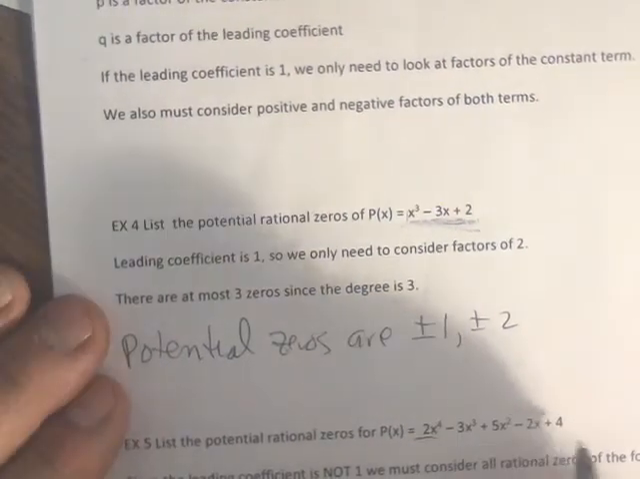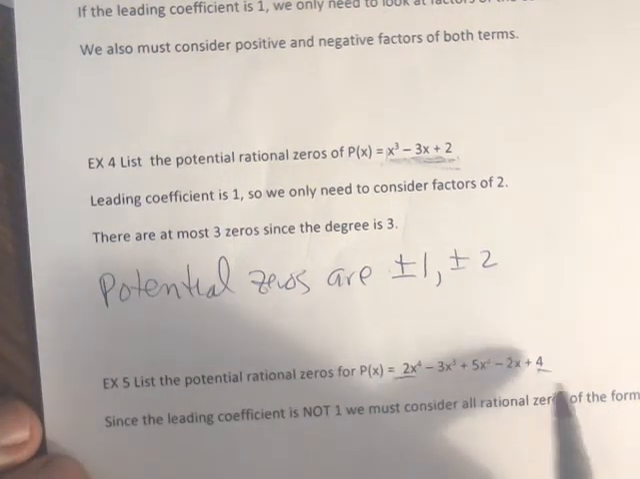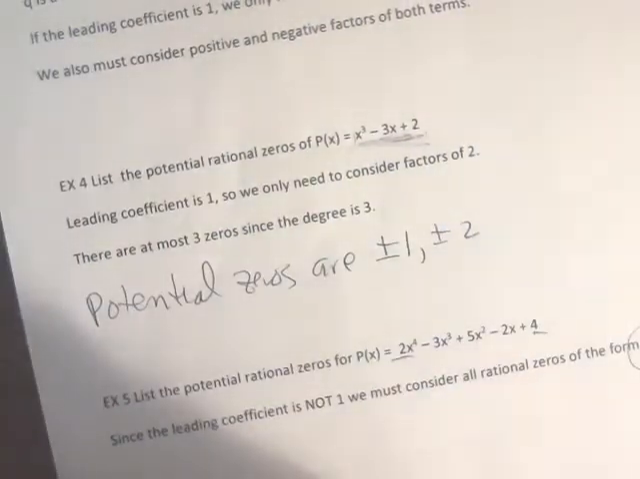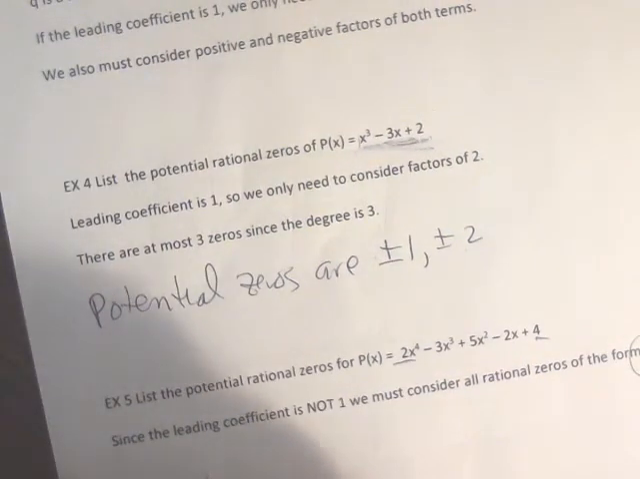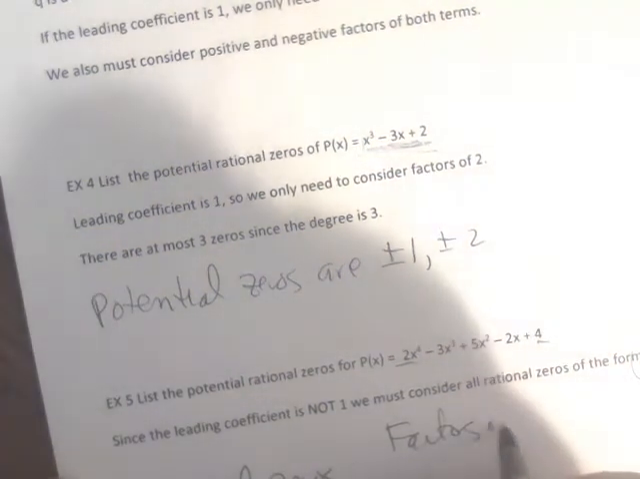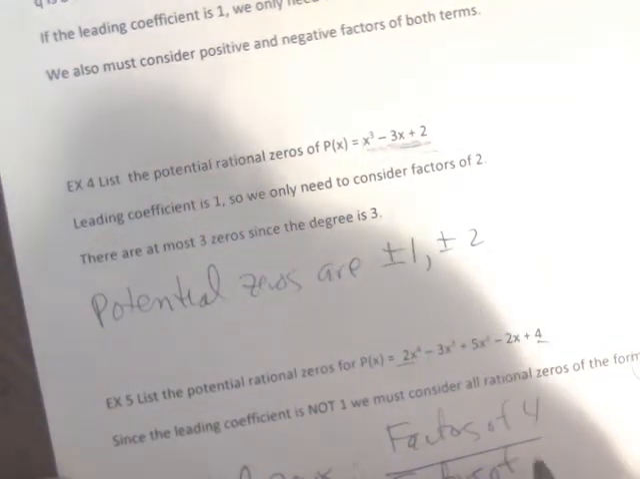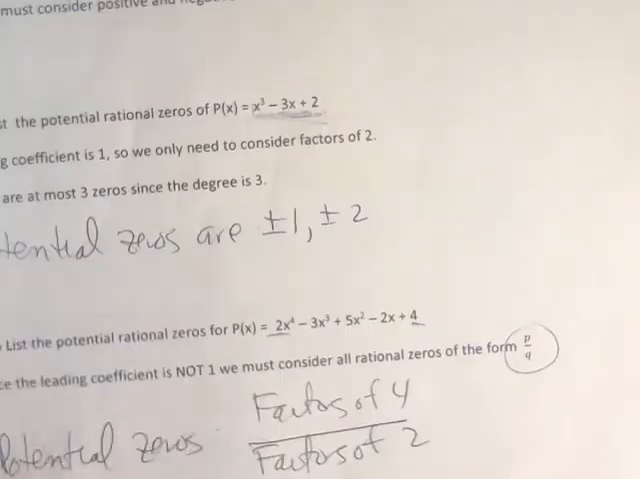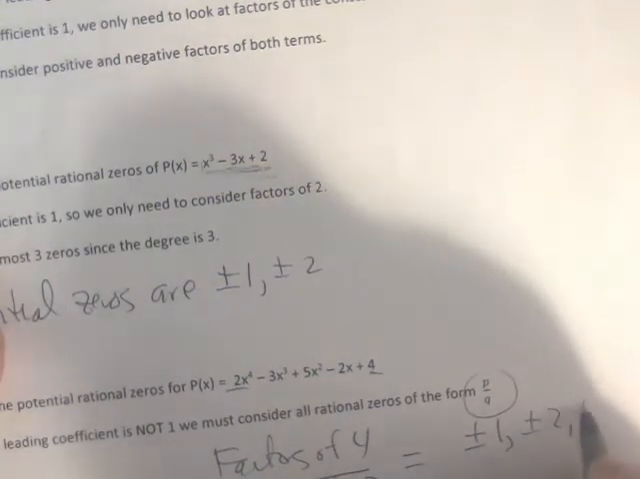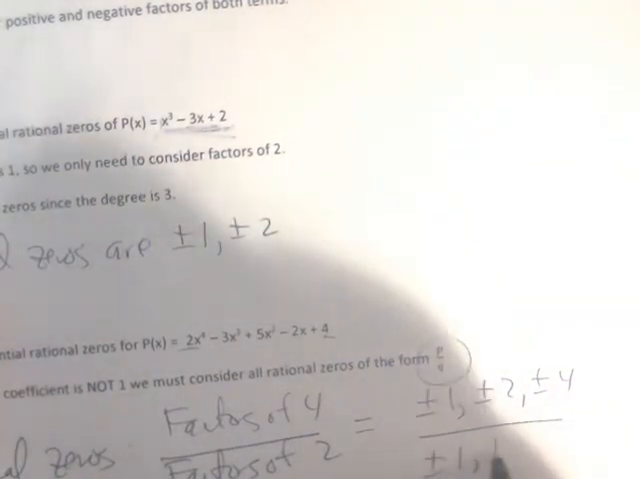So here's one where it's a little different, because I have a leading coefficient of something other than 1 and a constant term of 4. So we have to set it up like this. My potential zeros are factors of 4 paired, not reduced, but paired with factors of 2. So this is going to be plus or minus 1, plus or minus 2, plus and minus 4, paired with factors of 2.